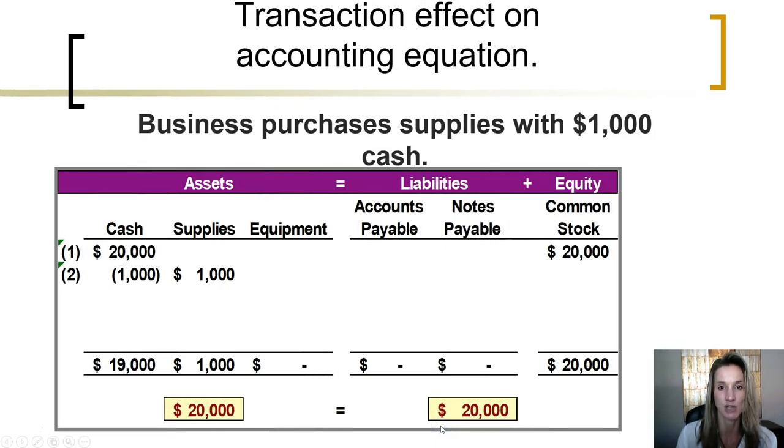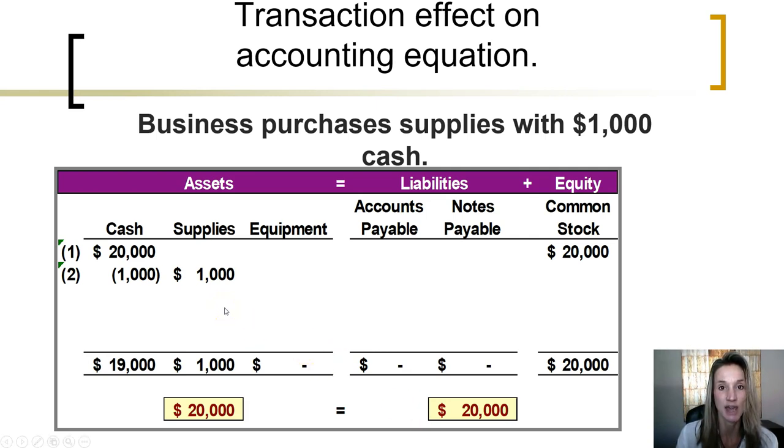The next transaction that occurred, the business purchases supplies using $1,000 in cash. When this transaction occurred, the company cash went down because they used cash to purchase supplies, and the amount of the supplies they own went up. Cash is an asset, supplies are an asset.